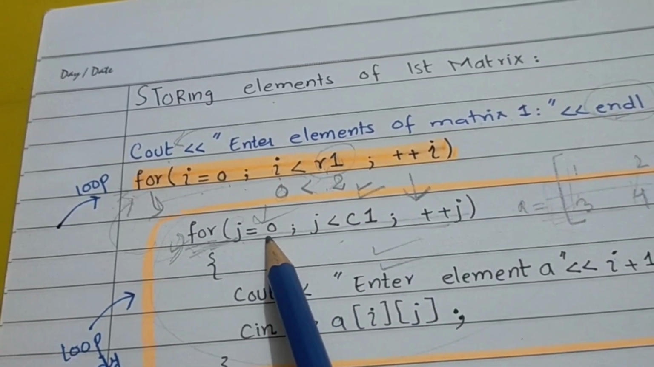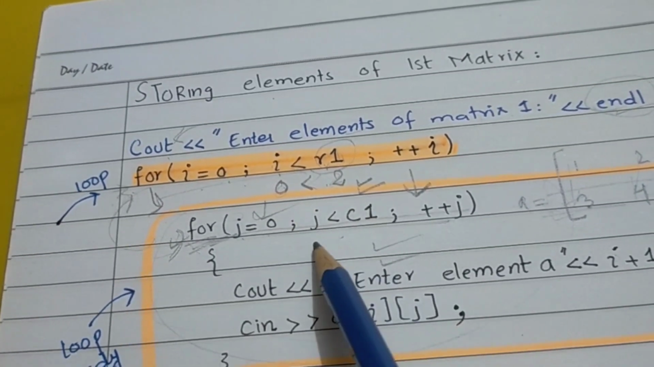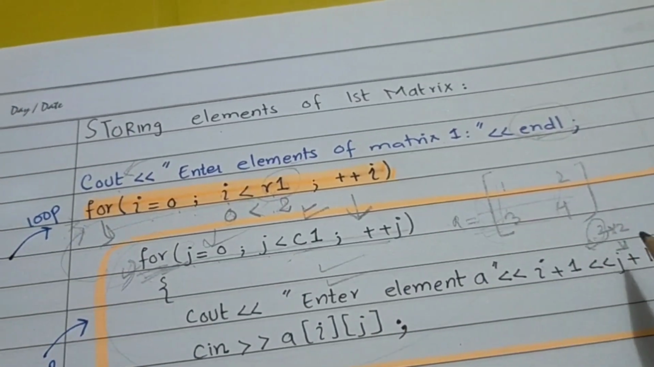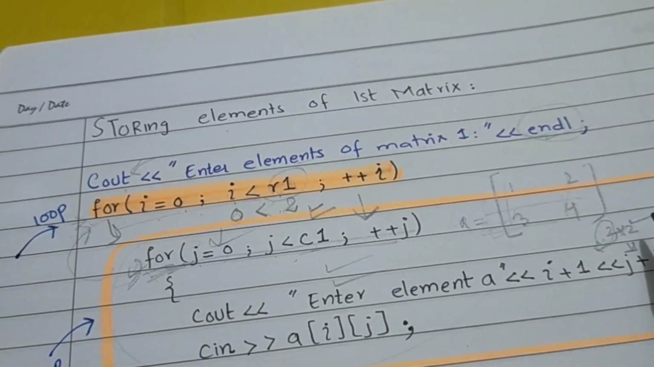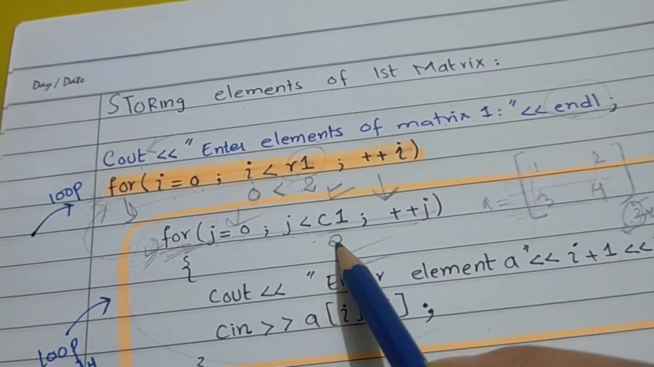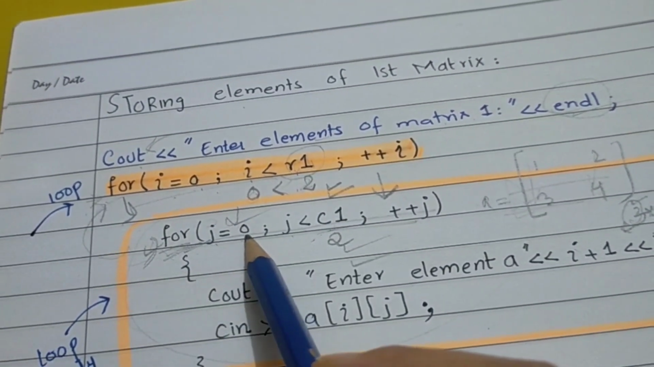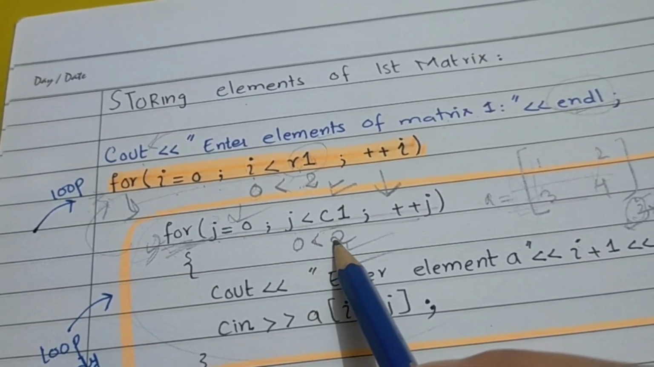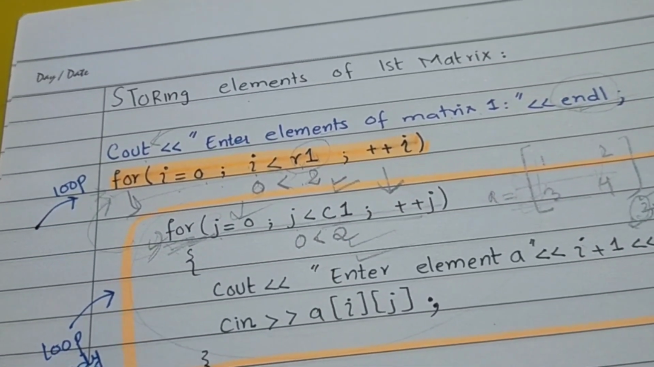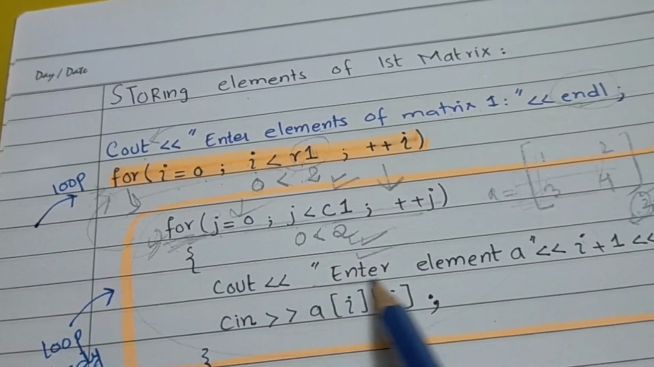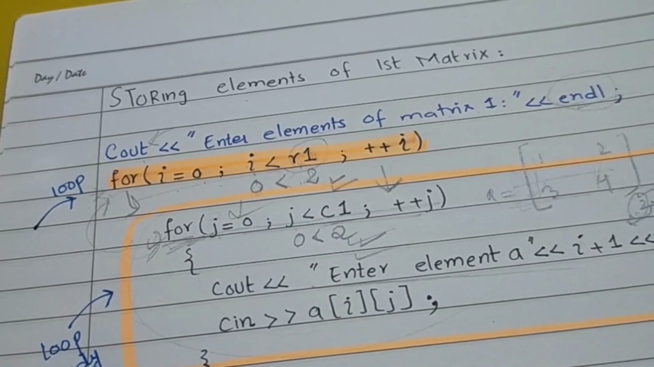Now j is equal to 0, and j is less than c1. This is column 1, so how many columns do we have? We have 2 columns. So 2 rows and 2 columns, which means c1 is also 2. Here j is equal to 0, so 0 is less than 2. Yes, of course, our condition is true, so this statement will be executed.